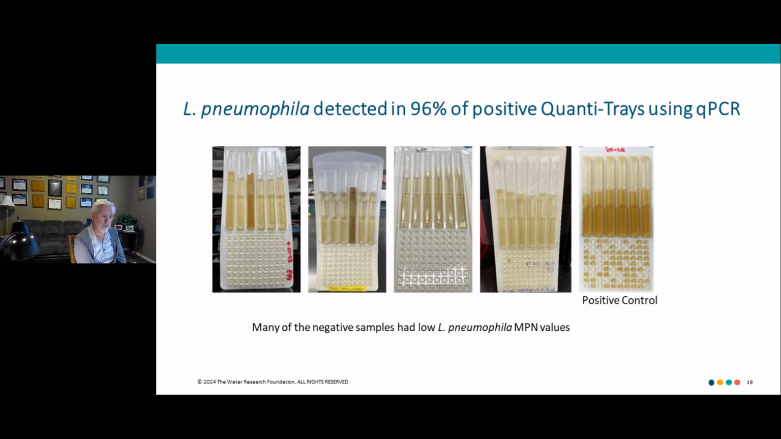More details are available in the report, but suffice it to say that, as a project, we had the utilities send those positive trays to Q Laboratories in Cincinnati, a reference laboratory, and Q Laboratories opened the trays and analyzed them for detection of Legionella pneumophila. Overall, when we did that analysis by qPCR, 96% of the trays that we could ship and analyze quickly had Legionella pneumophila detected in them.